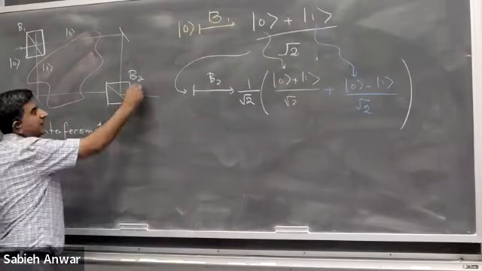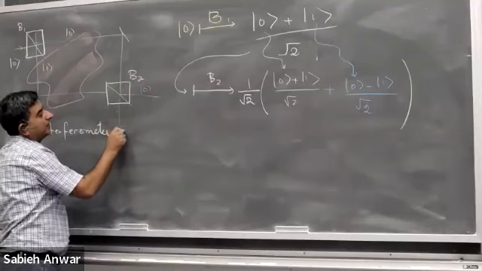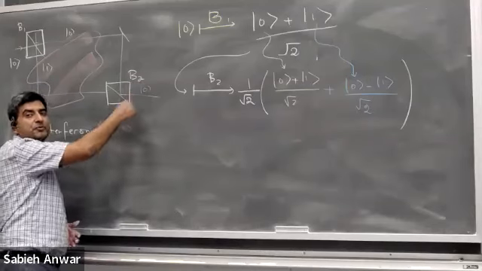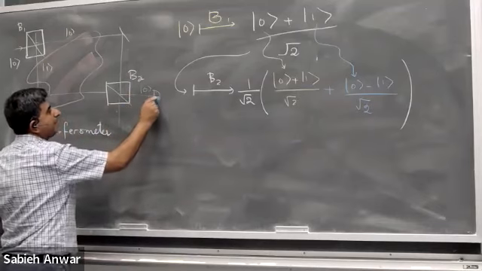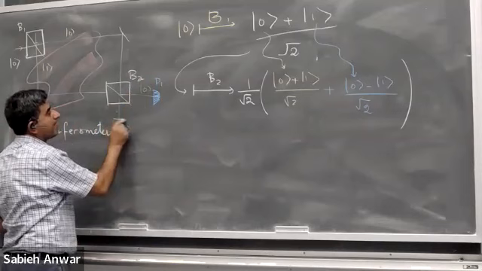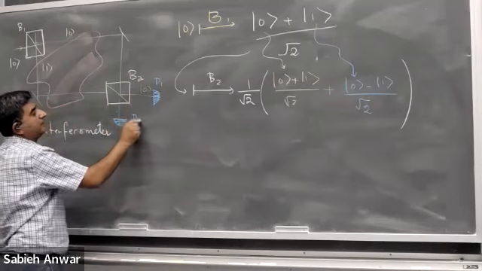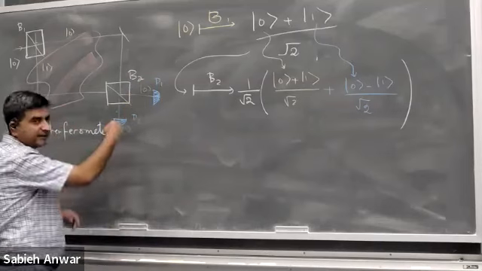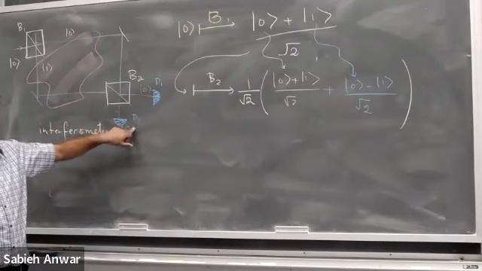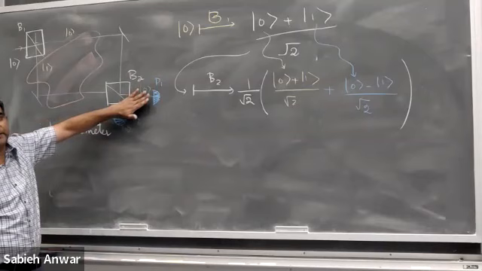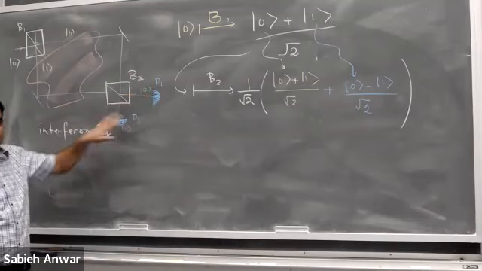Now there are two possibilities, ket 0, ket 1. These are the two output paths. And we have a detector here and a detector here. And we're looking at the probabilities: what's the probability that D1 fires and what's the probability that D2 fires. So we're looking at the state after the beam splitter, just before the detectors.